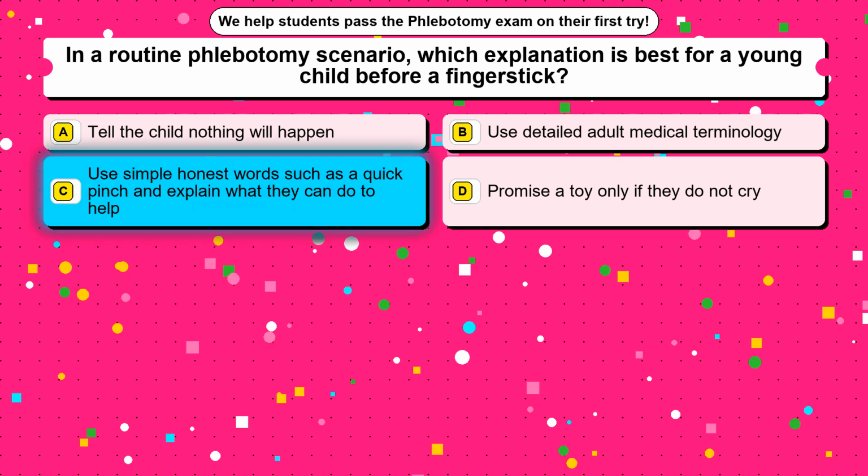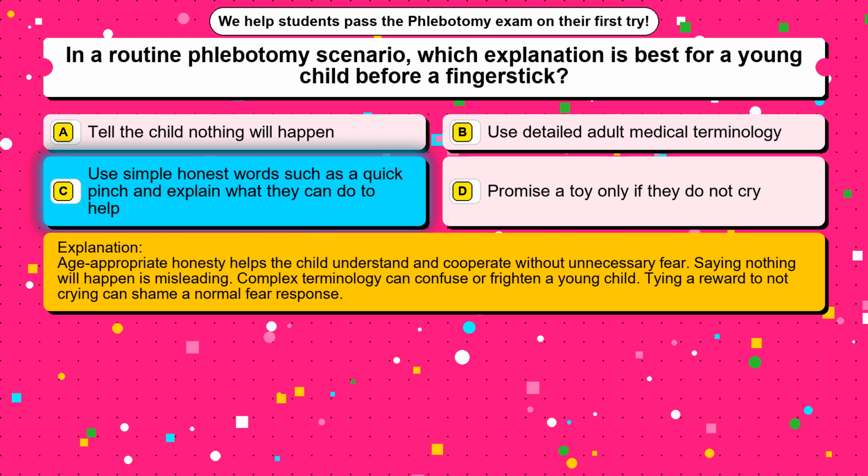The correct answer is option C. Use simple honest words such as a quick pinch and explain what they can do to help. Age-appropriate honesty helps the child understand and cooperate without unnecessary fear. Saying nothing will happen is misleading. Complex terminology can confuse or frighten a young child. Tying a reward to not crying can shame a normal fear response.